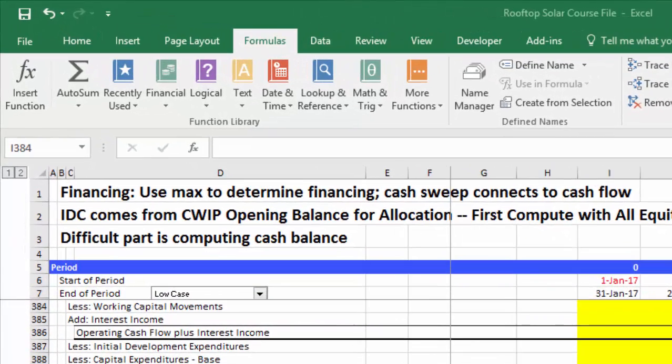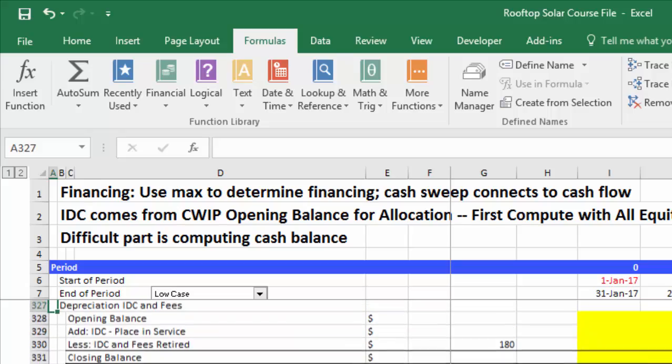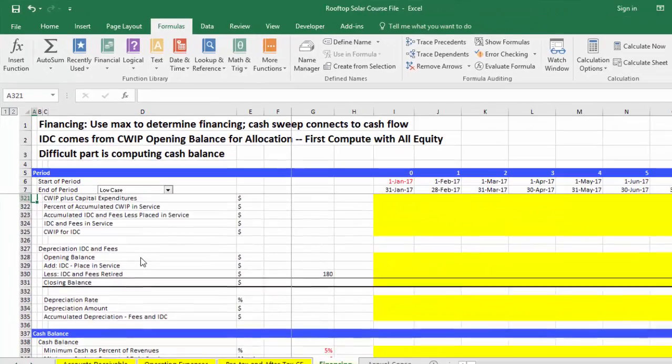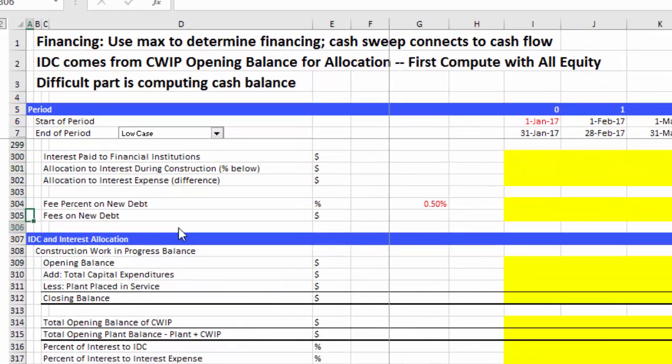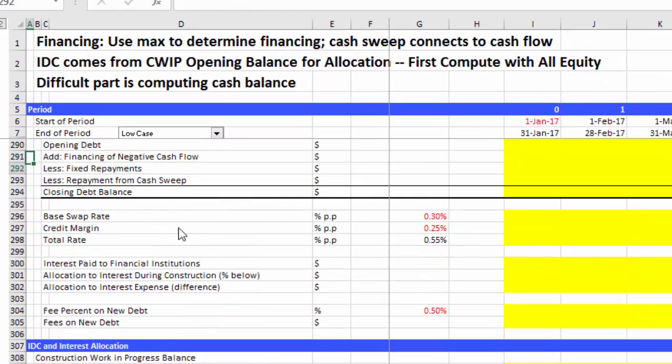This is an introduction to the final and really painful part of the model. The allocation, when you think about it, is going to be about interest during construction. Sometimes I call it IDC, sometimes I call it "I don't care." The interest during construction is fundamentally an allocation. That's what it is. We're going to allocate the amount we pay to the institutions between interest during construction and interest expense.